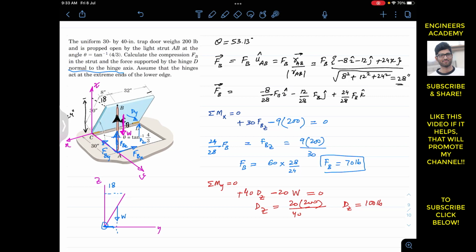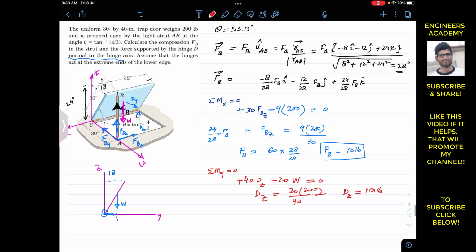Similarly, if you want to find dy, we can apply the summation of moment about the z-axis. So the summation of the moment about the z-axis must be equal to 0. Again, as we can see, the weight is parallel to the z-axis, so it's not going to produce a moment about the z-axis. dz is parallel to the z-axis, so it's not going to produce a moment about the z-axis. And this fby is passing through the z-axis, so it's not going to produce a moment about the z-axis. And this fbz is parallel to the z-axis, so only fbx and dy are producing a moment about the z-axis.